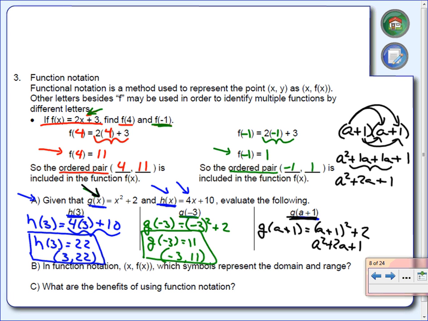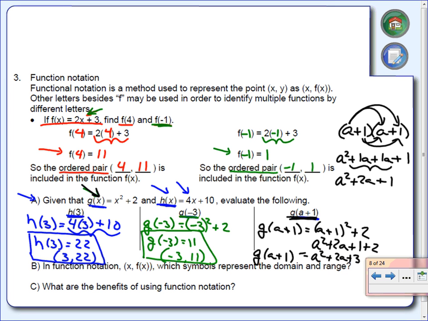Now notice I still had a plus 2 back here, so let me go ahead and put that plus 2. We're almost done. There's one little bitty thing I got to do here. Anybody know what that one little bitty thing is? There's some numbers that I can put together. What 2 numbers can I put together? The 2 and the 1. These 2 numbers right here. So let's put them together. 1 plus 2 makes 3. So after I simplify this, I end up with a squared plus 2a plus 3. So g of a plus 1 is going to equal that a squared plus 2a plus 3. That one was tricky.